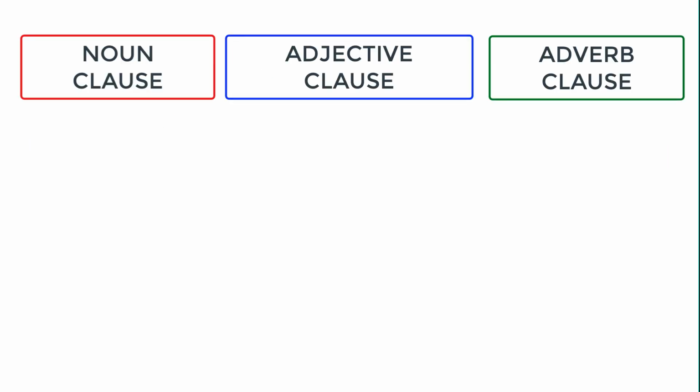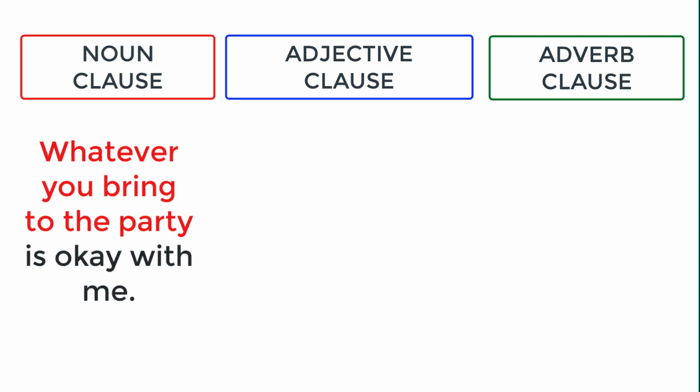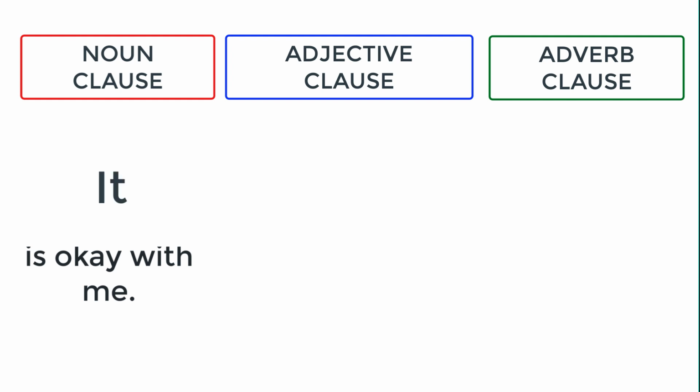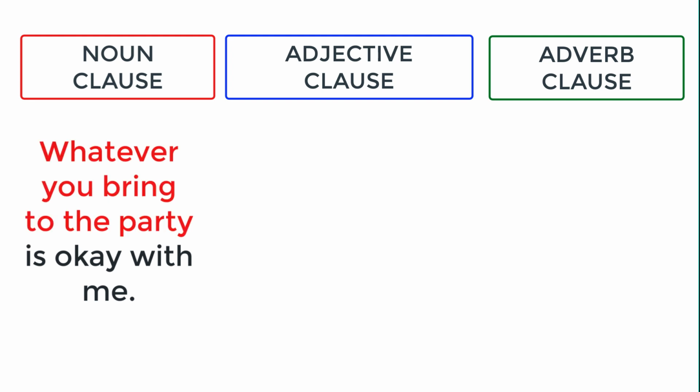Let's look at these three clauses side by side. We'll decide if the sentence includes a noun clause, an adjective clause, or an adverb clause. Whatever you bring to the party is okay with me. Let's do the substitution test. Let's substitute a pronoun for the noun clause. It is okay with me. Does it make sense? Yes, it does. So whatever you bring to the party is a noun clause.